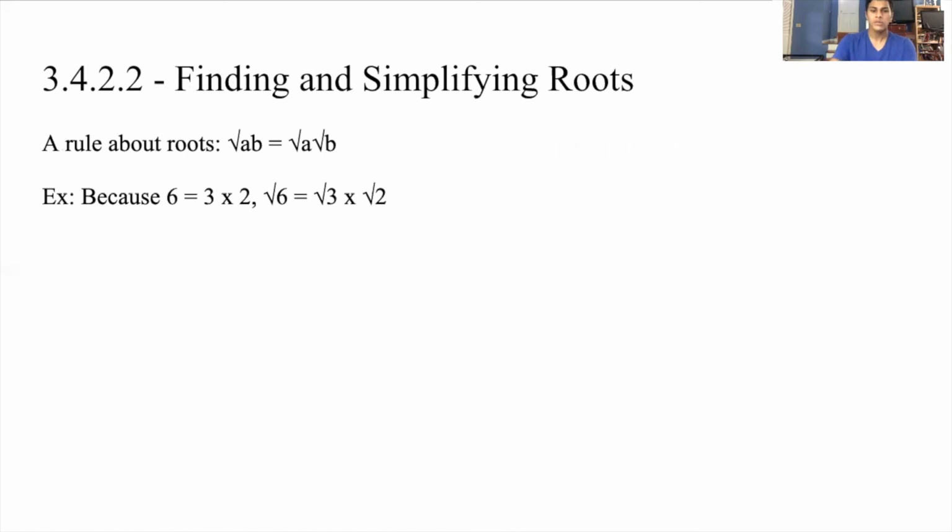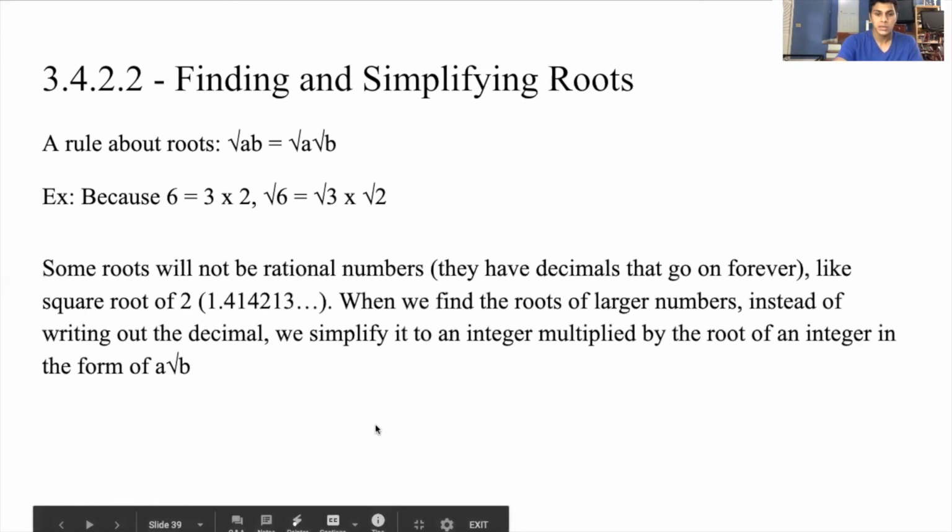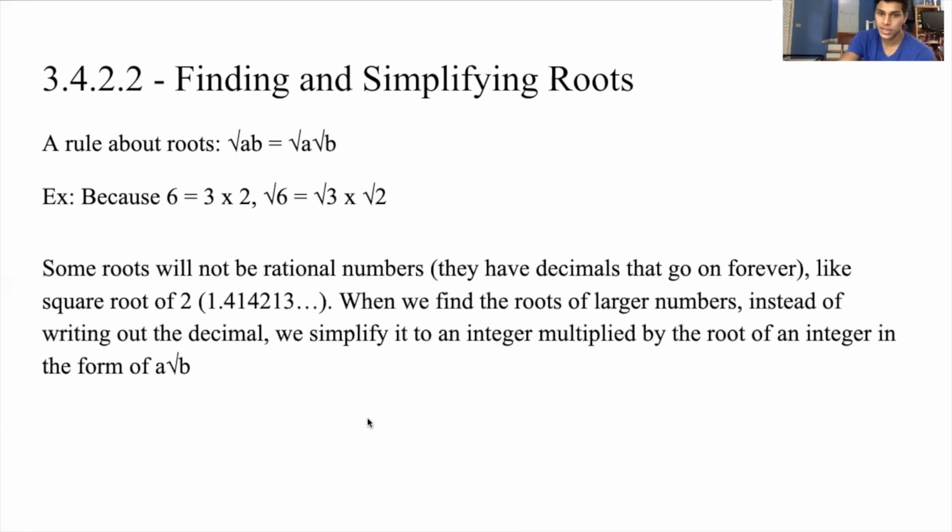And we learned one rule about roots is that when you have the root of a times b, then you can simplify that to the root of a times the root of b. So an example, since 6 is equal to 3 times 2, the square root of 6 would equal the square root of 3 times the square root of 2. Then we learned that some roots aren't going to be rational numbers. For example, the square root of 2 is an irrational number.